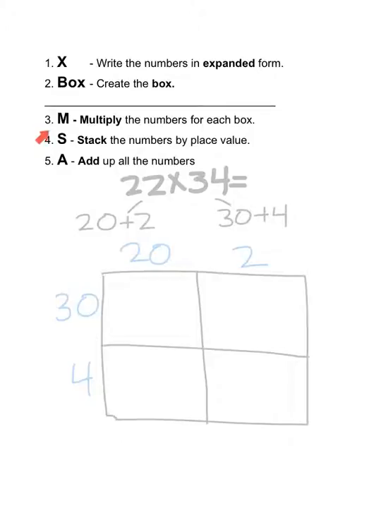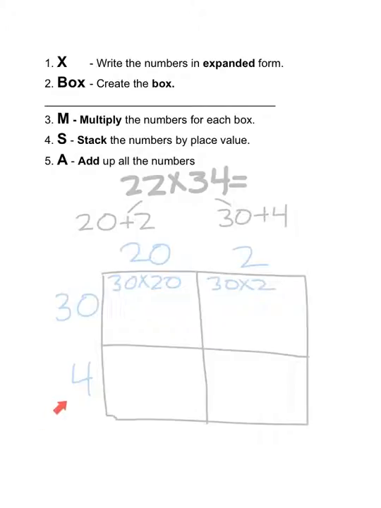Step 2 is done. Let's go to step 3, which is multiply the numbers for each box. So what I'm going to do is multiply 30 times 20, and I'll write that in the top of this box. We could multiply that right now, but what I want to do is set up the rest of the multiplication problems inside of the boxes. So next we're going to go to 30 times 2, and that'll go in this box right here.